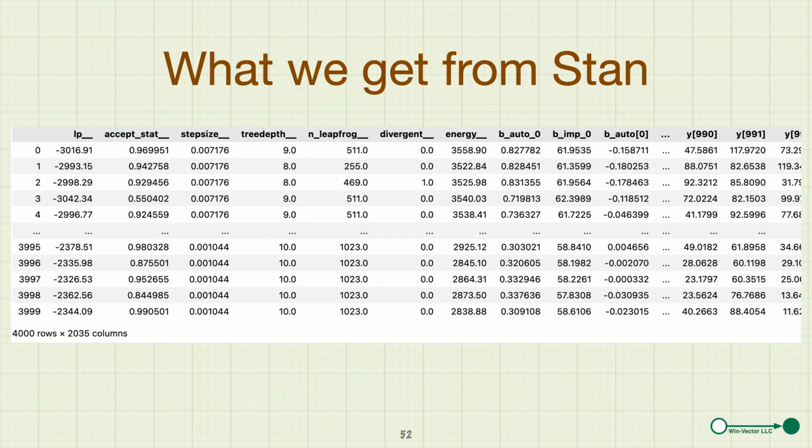What we get back from Stan is this data frame. Each row is a different sampling history of Stan, so a different possible future. That's how Stan manages its uncertainty. And the columns are the things we're measuring. So for every column of our system, we get Stan's estimate of that 4,000 times.